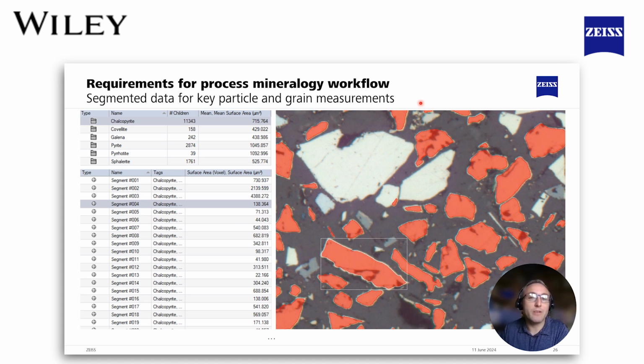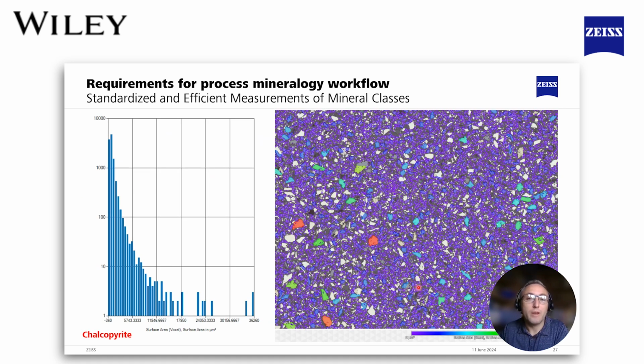And so we can start to pull out statistical information here from, in this case, an individual grain. It's a single mineral. We can pull out a single mineral across the entire sample and look at any kind of global statistic, in this case, surface area for the chalcopyrite in the sample.